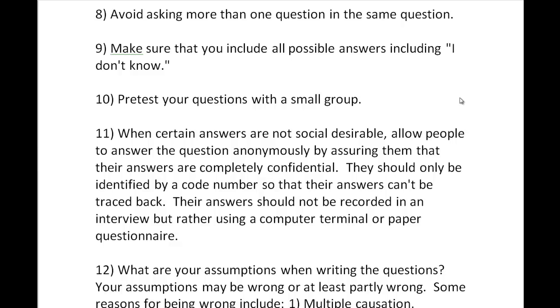Number 8, avoid asking more than one question in the same question. Don't ask things like, do you have a gun and do you believe in gun control? Those are two separate issues that you might want to ask. So one question at a time, please.